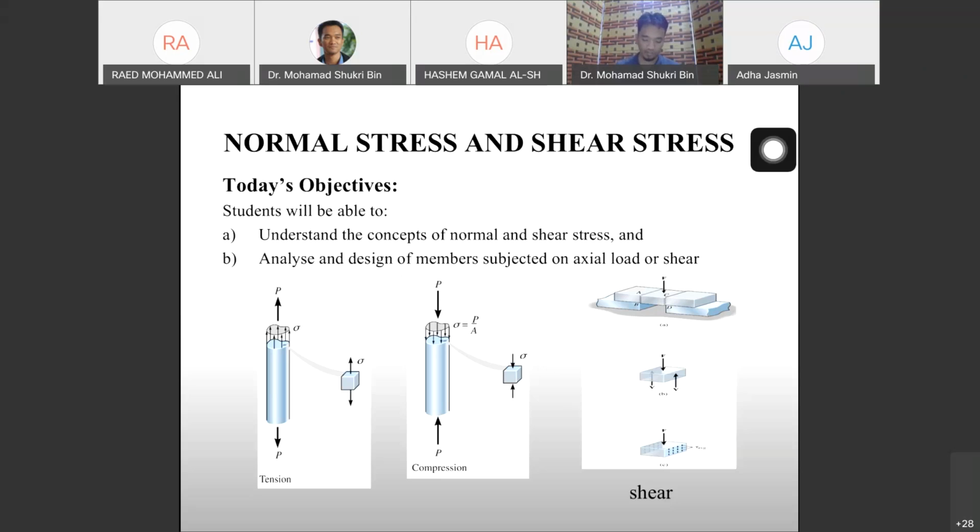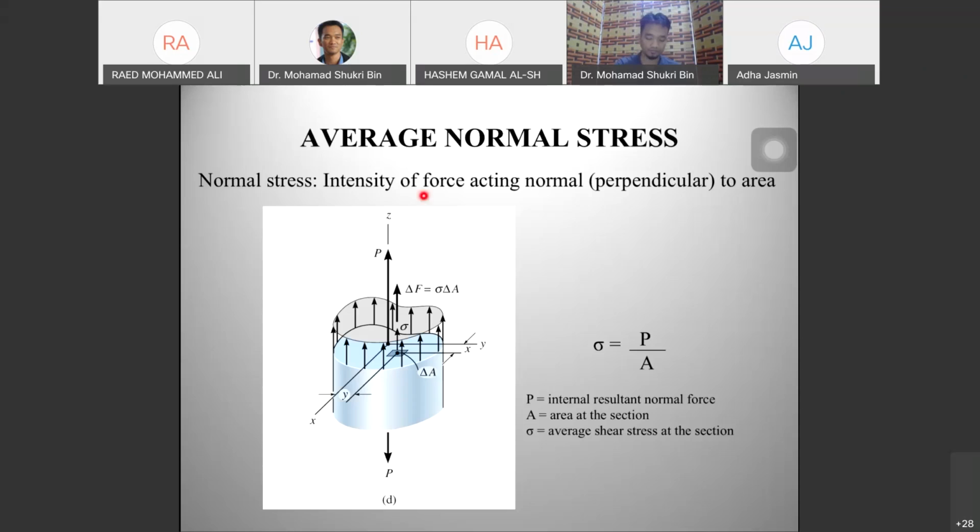So this is part 1, and I have divided it into 3 parts. In part 1 we learn regarding the normal and shear stress, right? So average normal stress. What is normal stress? That is the intensity of force acting normal or perpendicular to the area.